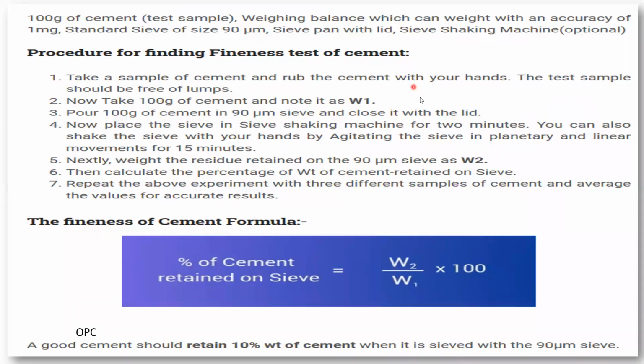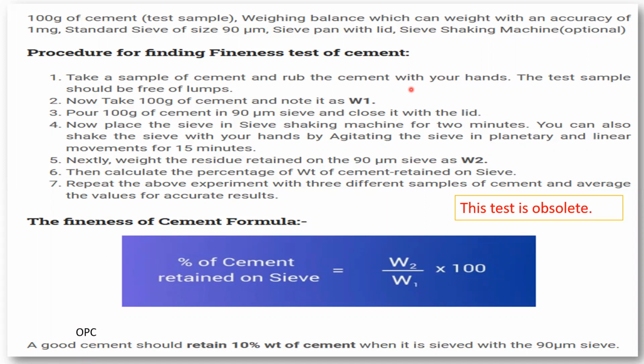But one thing we need to understand, this test is obsolete nowadays. We don't use this particular test because it doesn't give us the exact fineness, or doesn't exactly tell whether the fineness of the cement is justified or not. Because if you take two or three different samples and do the fineness test, you are not going to get the right answer with the help of this test. That is why we don't use this test anymore.